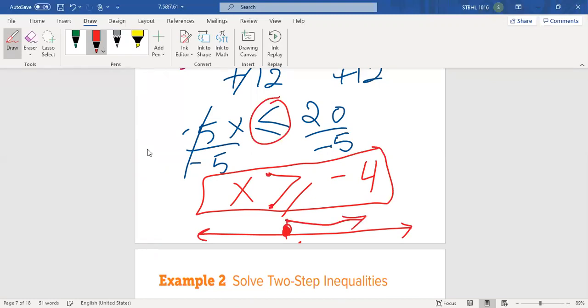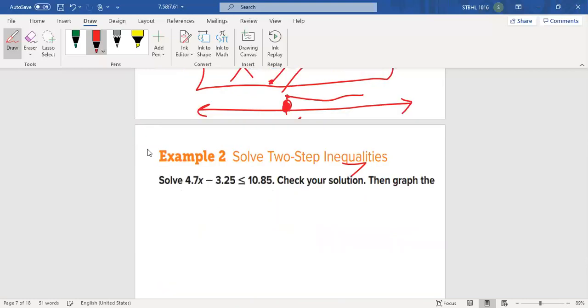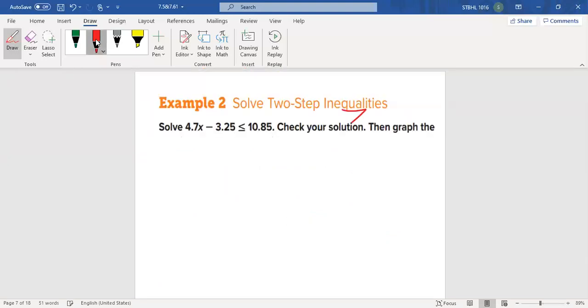Okay, now let us take a grade 7 decimal number. The same procedure, or the same method that we use to solve the inequality by two steps. Sorry. Now let us take here 4.7x minus 3.25 is less than or equal to 11.